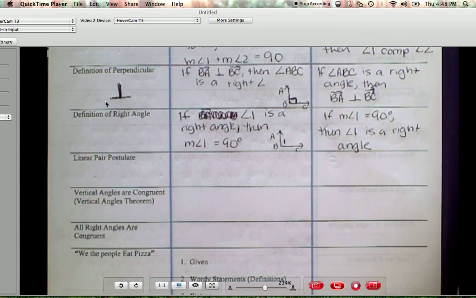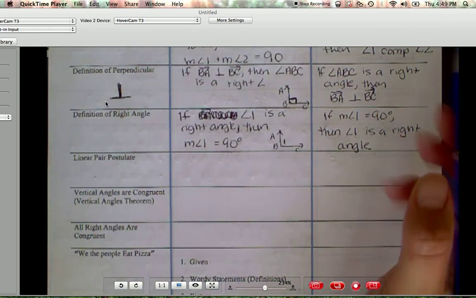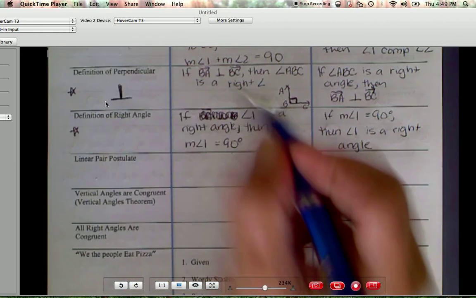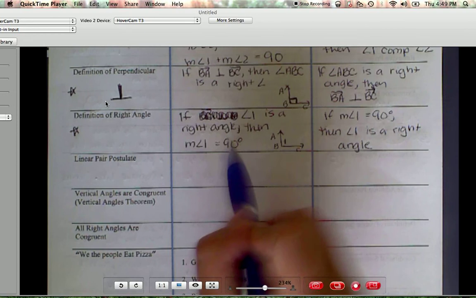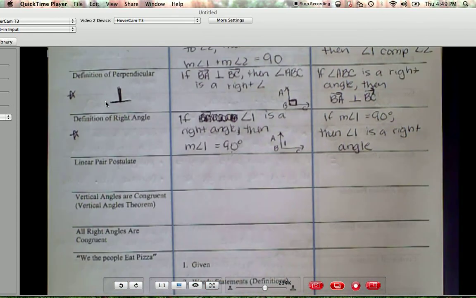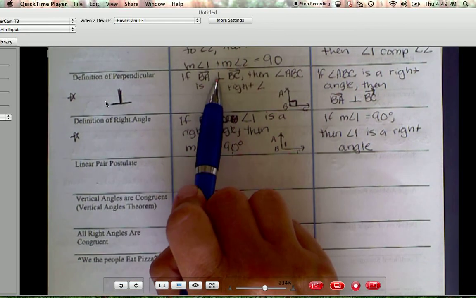Okay, so all these things you can use in a proof either forward or backward, the converse. These two, let's put a star next to these. These are sometimes confused because you see the right angle in both of them. So right with 90 is the definition of right angle. Right with perpendicular is perpendicular. Or you can think of it this way: the only time it's ever perpendicular is if you see the perpendicular symbol.